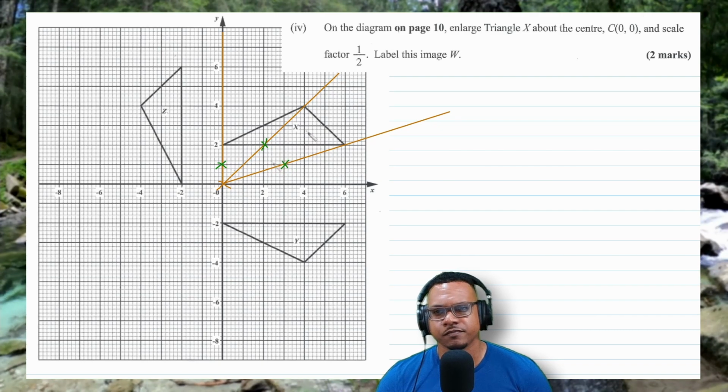All right, and from this point, you have 1, 2 blocks. So half of that's going to be 1. So you know it's going to be 1 block upwards to touch this line. So that's why it's going to be this point. So now we just connect our points like this. All right, and this will be our image W. So just remember scale factor of a half. This means that this image has to be half the size of this object X.